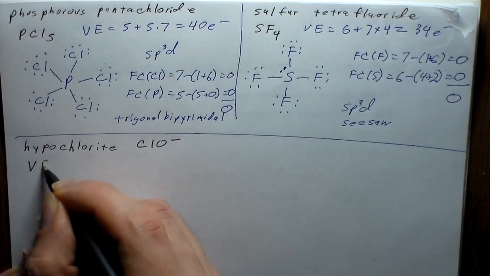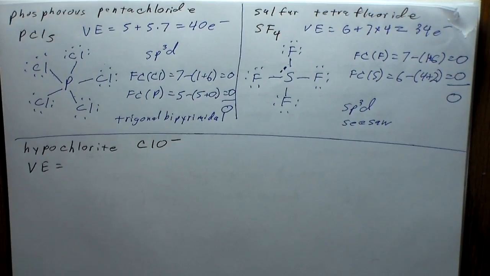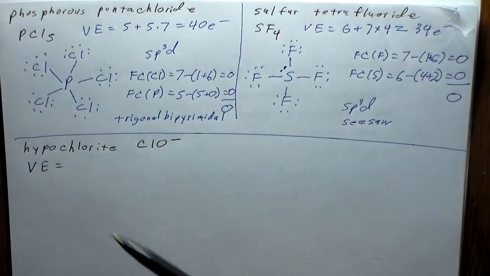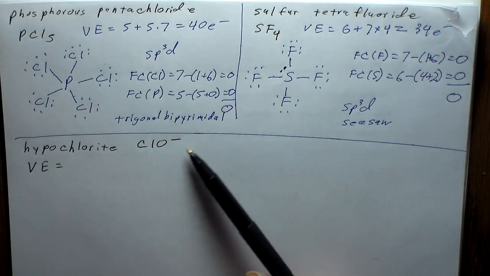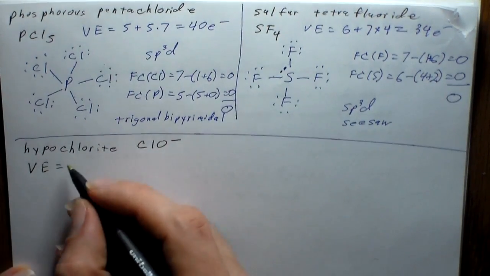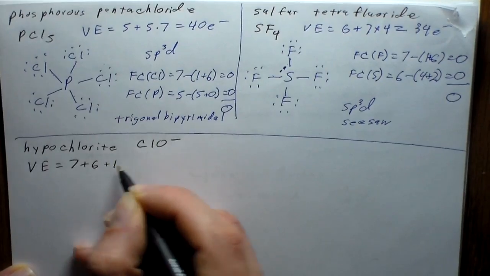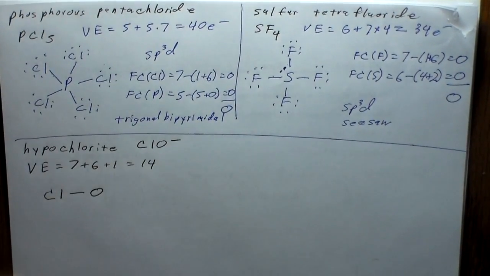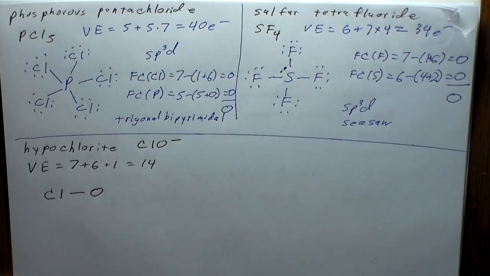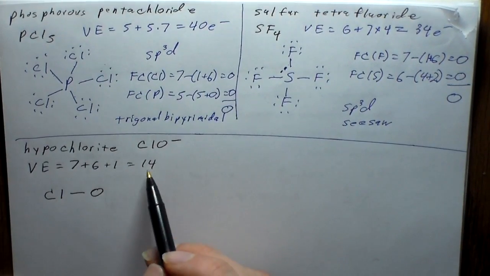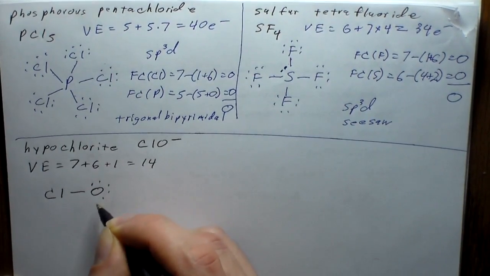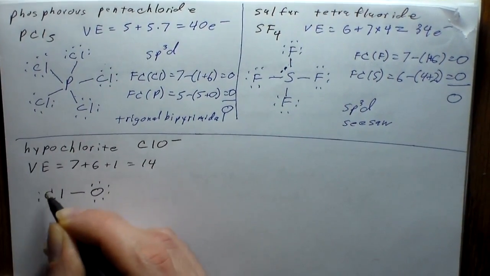So the valence electrons in this, we're going to be seeing this quite a bit. The chlorine has 7, the oxygen has 6, and we of course have to remember our extra valence electron there because it's a negative charge. That's going to be 7 plus 6 plus 1, it's going to be 14. So Cl and an O. Obviously can't get more simple than that. And we're just going to put our 14 electrons. So there's 1, 2, 3, 4, 5, 6, 7, 8, 9, 10, 11, 12, 13, 14.